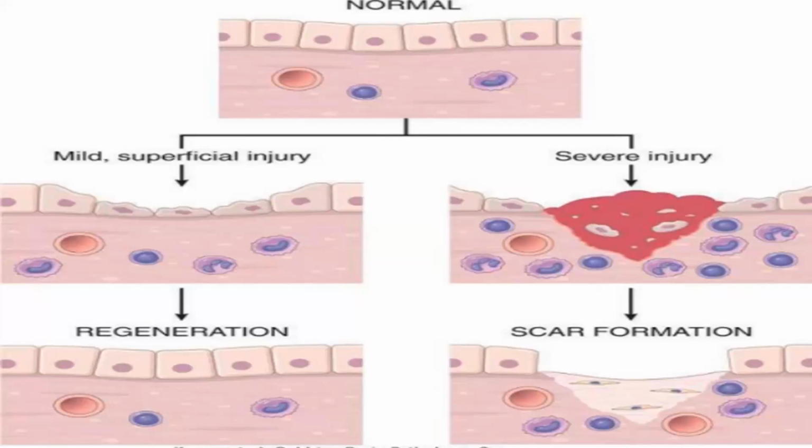So if there is a mild superficial injury, meaning the epithelial cells are damaged, but they are not completely damaged, you can see their nucleus also, and you can see the disrupted shape of this portion of the skin. When this type of mild superficial injury occurs, regeneration of the epithelial cells takes place completely, and the normal original architecture will be formed as it was before the injury.